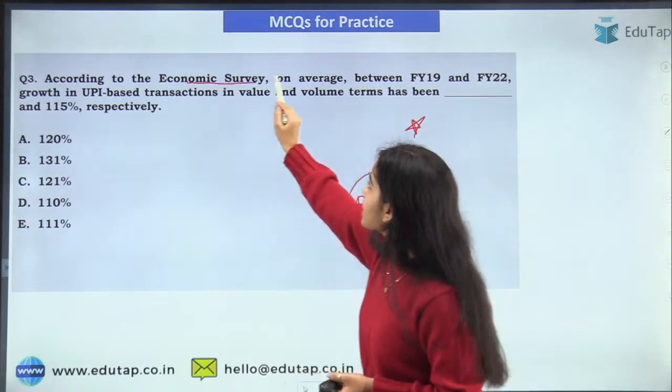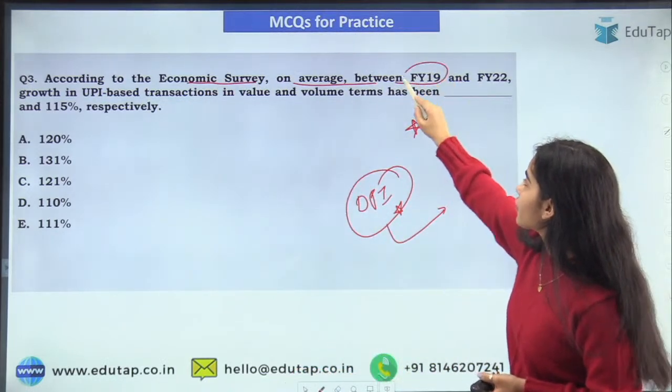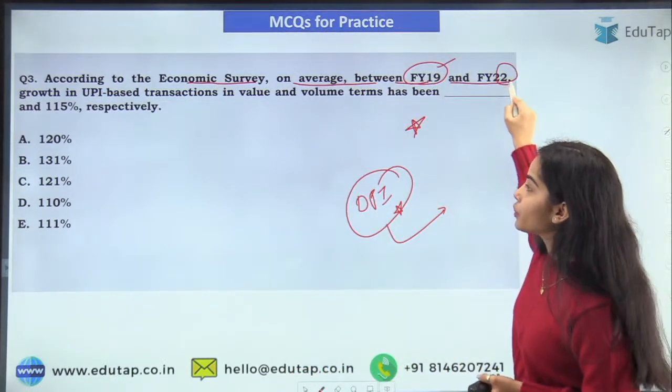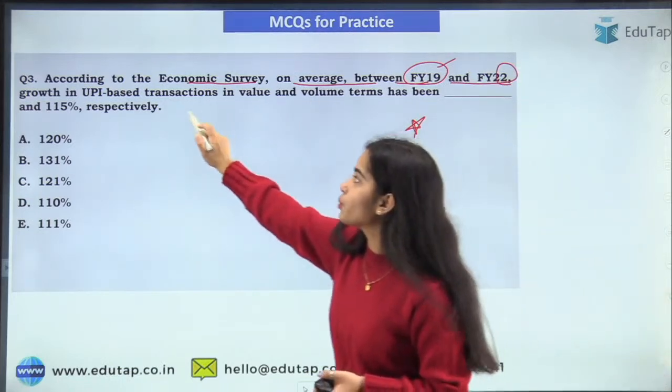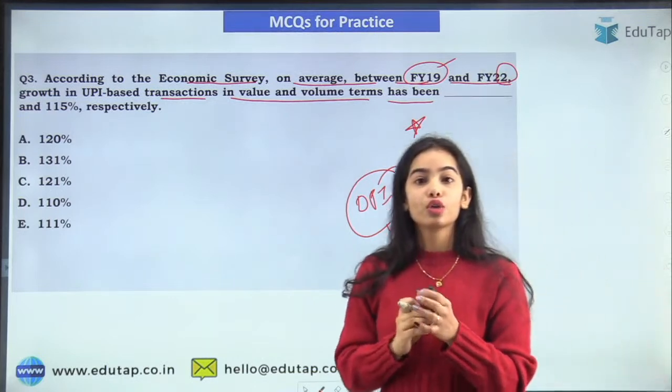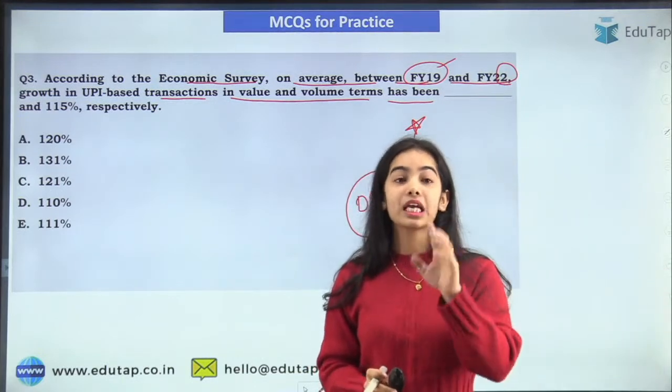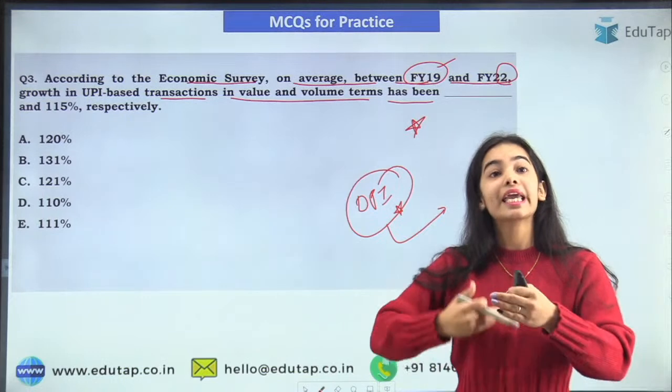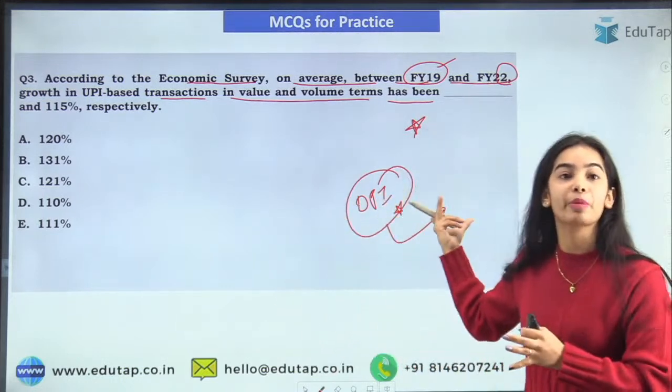So according to the economic survey, on average between financial year 19 and financial year 2022, the growth in UPI based transactions in value and volume terms has been dash and dash. This data is very important because it was in the economic survey, and then again it was coming in the news with the digital payment index.